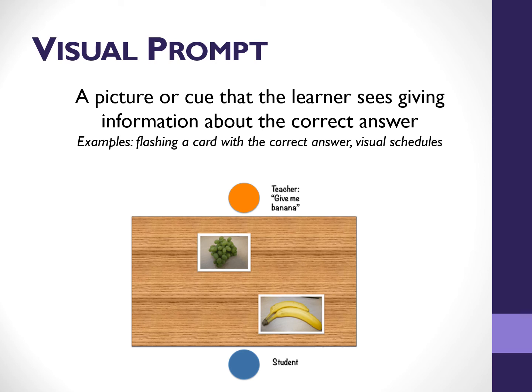The next type of prompt is called a visual prompt, and this provides some type of cue to the learner on how to respond. These are in addition to natural cues. So some examples of visual prompts can include pictures, text, photos, or videos, and they can also be positional, such as putting the correct item or required items to complete a task closer to the learner, which you can see in this image of the banana and the grapes. So if a teacher is saying, give me the banana, placing that banana closer to the student is going to increase the likelihood that they will select the banana as opposed to selecting the grape, since the banana is closer to them on the table.